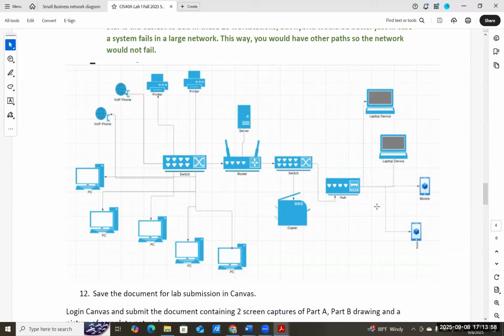The challenge with this one, you see it? There's no AP here, right? These are wireless devices, so they need to be connected wirelessly. So that means that we need to attach an access point here for these devices to communicate with the rest of the network. Is that okay? Okay.